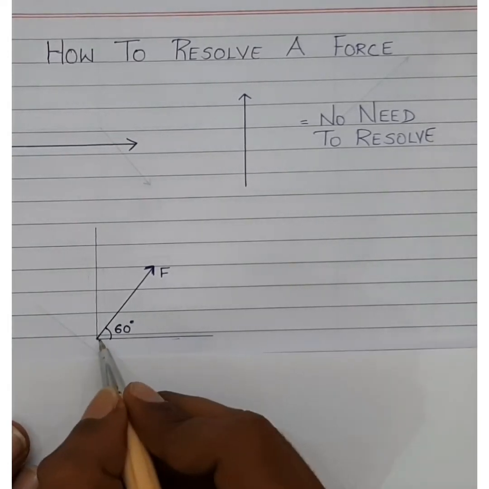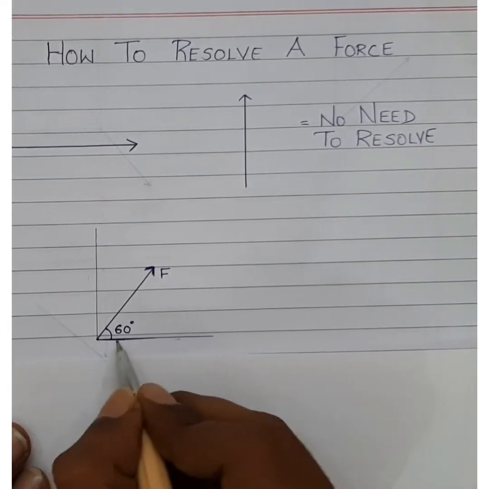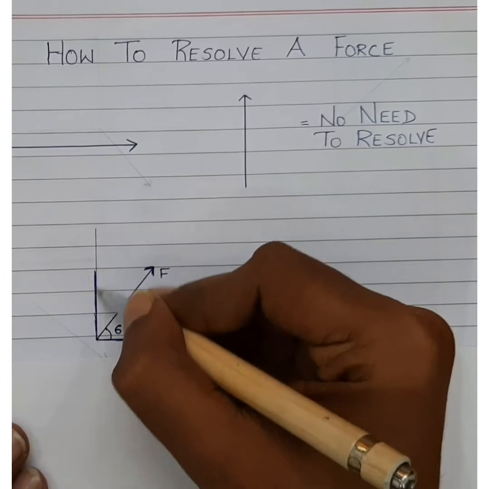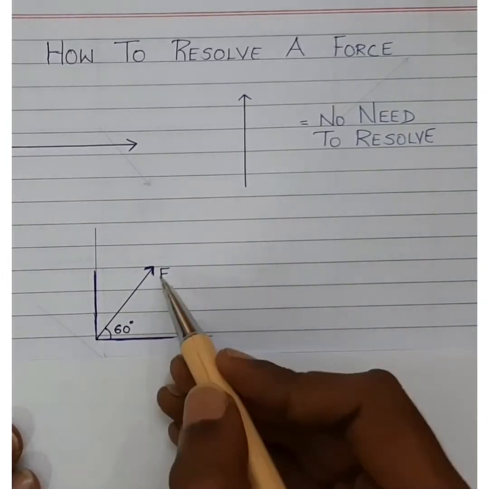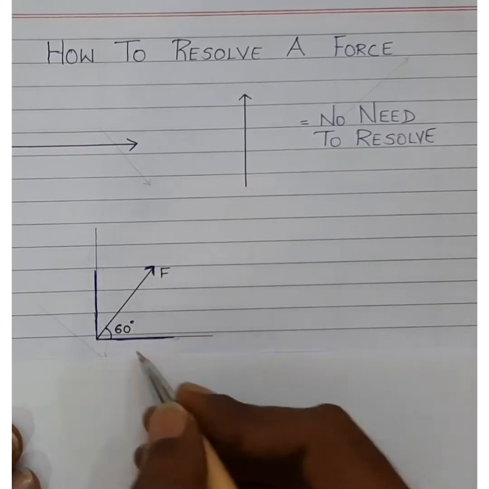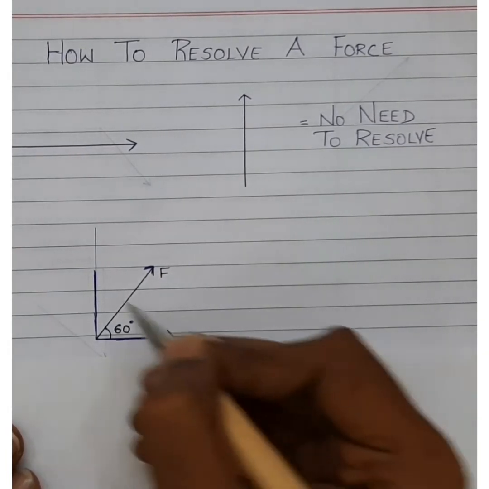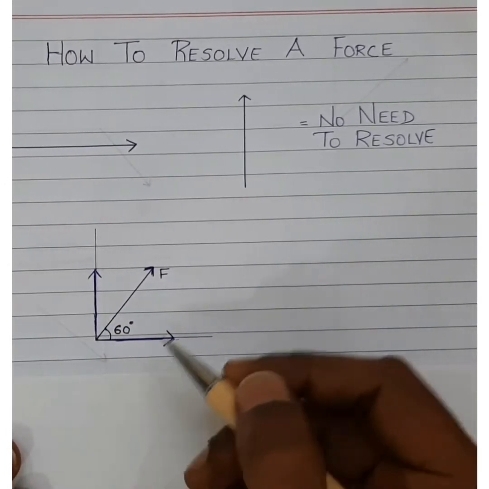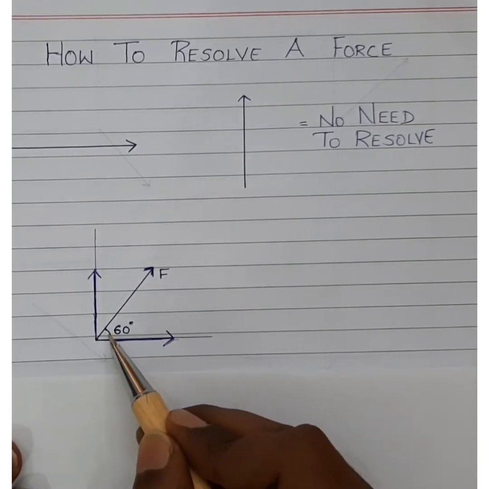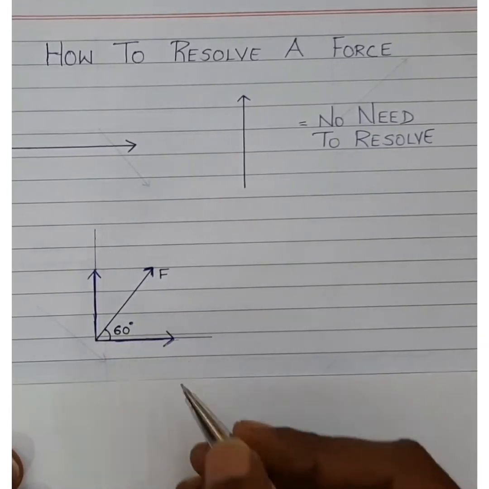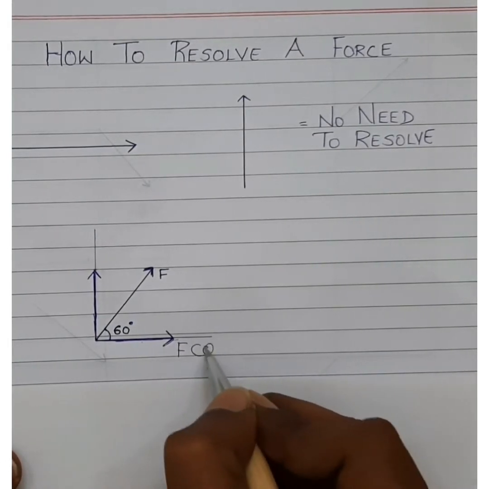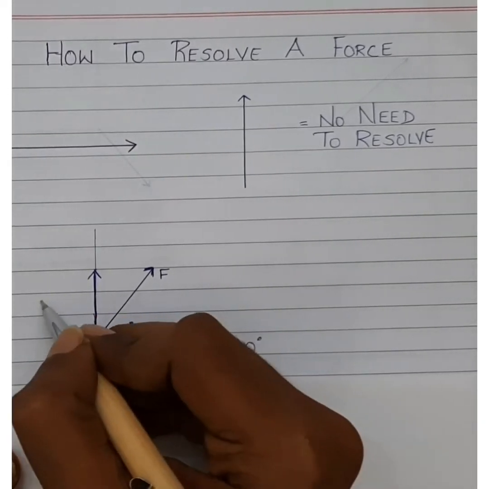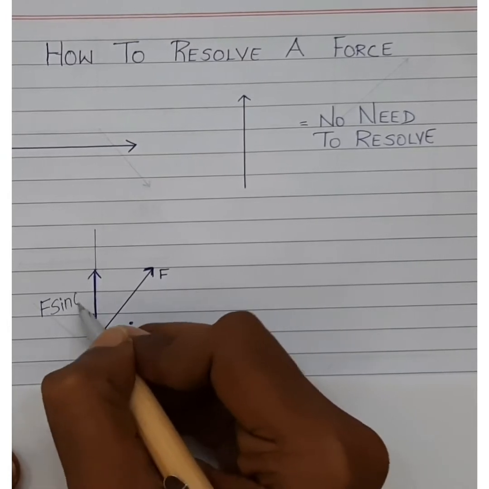So first we will draw the force. One component will be along x-axis and one will be along y-axis. Now what will be the direction of the force? Since the given force is moving away from the origin, these two components will also move away from the origin. How to determine the magnitude? Whichever component is nearer to the angle, this will be F cos 60. If it's nearer to the angle, it will be cos. This is away from the angle, so this will be F sin 60.